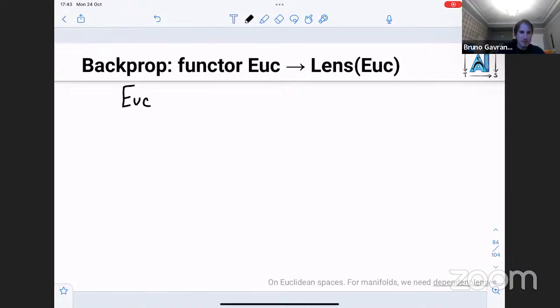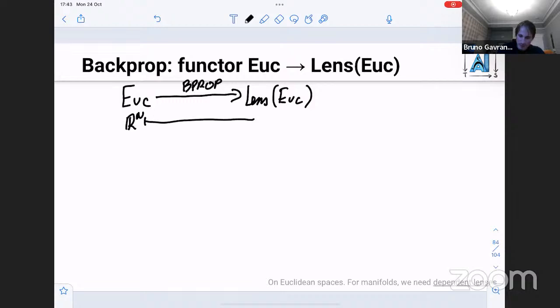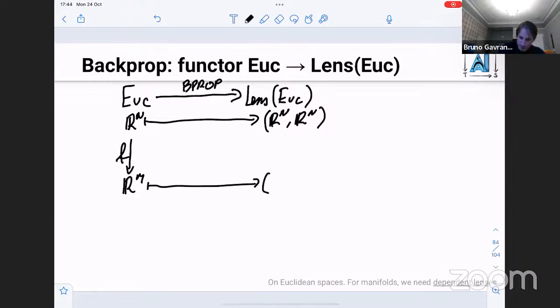This is the essence of automatic differentiation frameworks. So a functor from the category of Euclidean spaces to lenses on Euclidean spaces, and I'm going to call this bprop. On objects, it's going to take a Euclidean space and map it to a pair of the Euclidean space and itself. And if I have a differentiable function f between them, this needs to get mapped to f and the gradient of f.